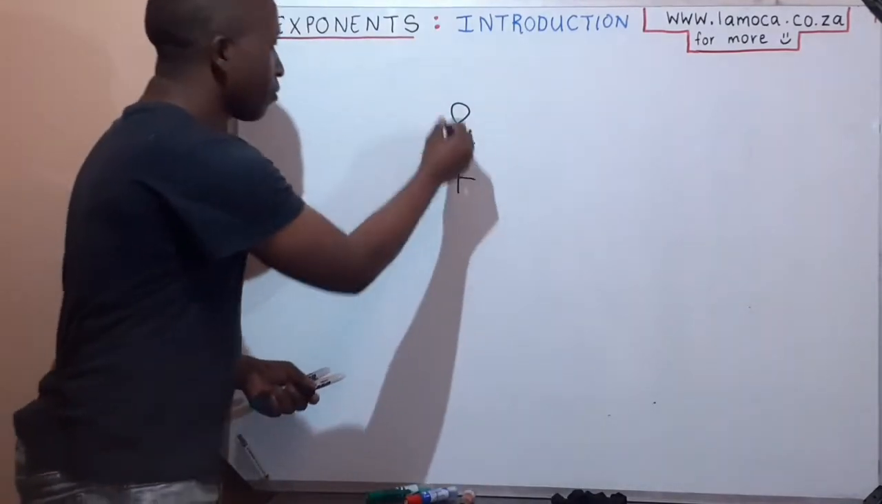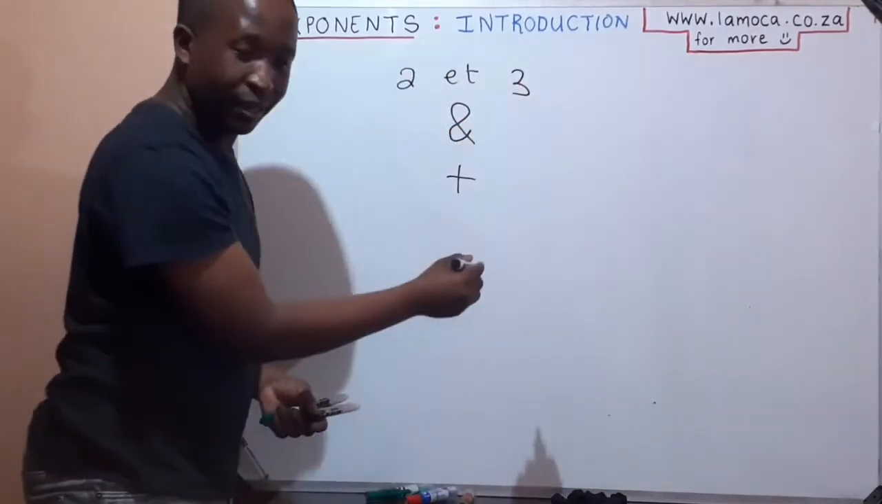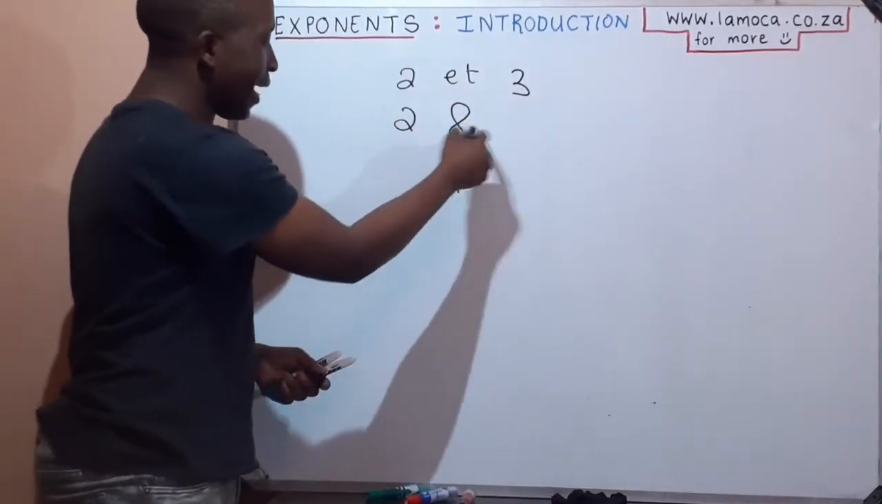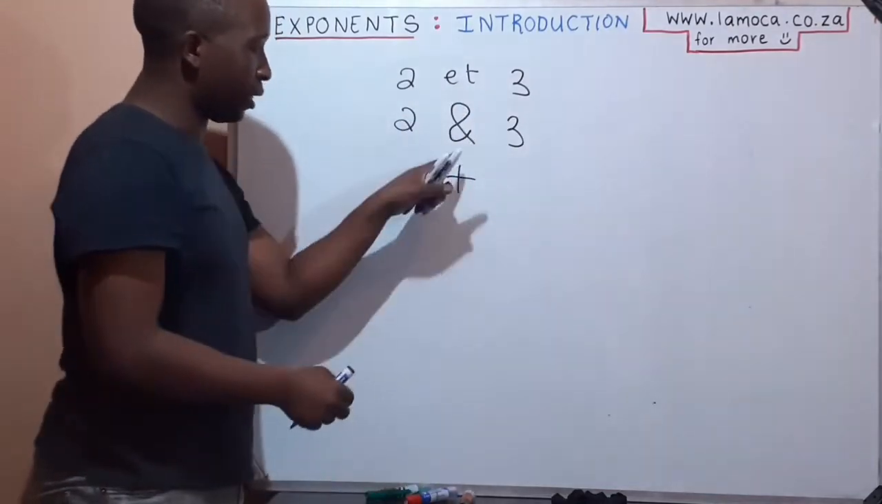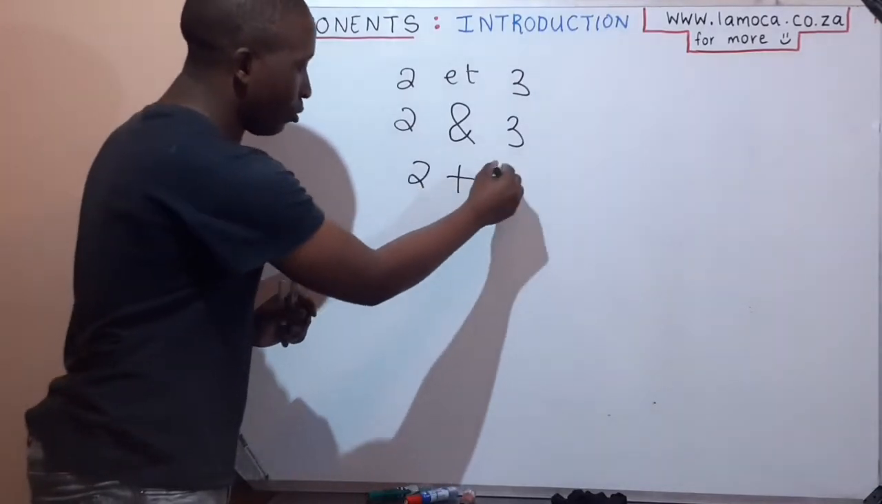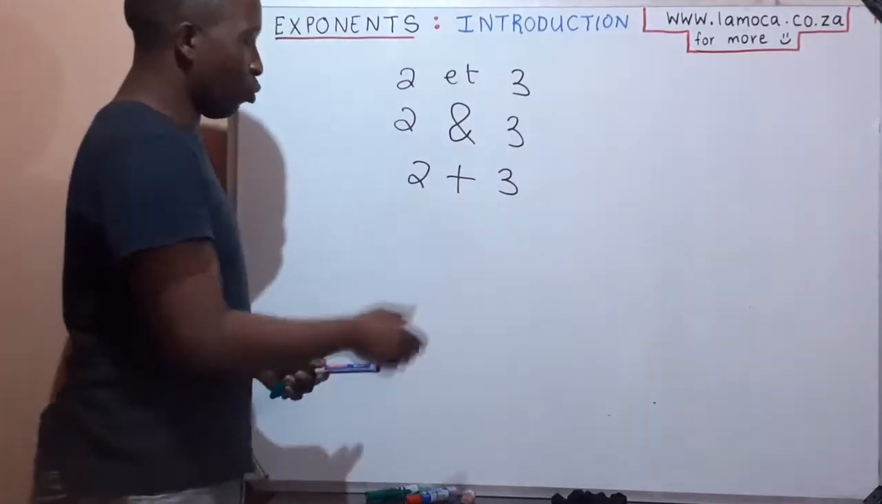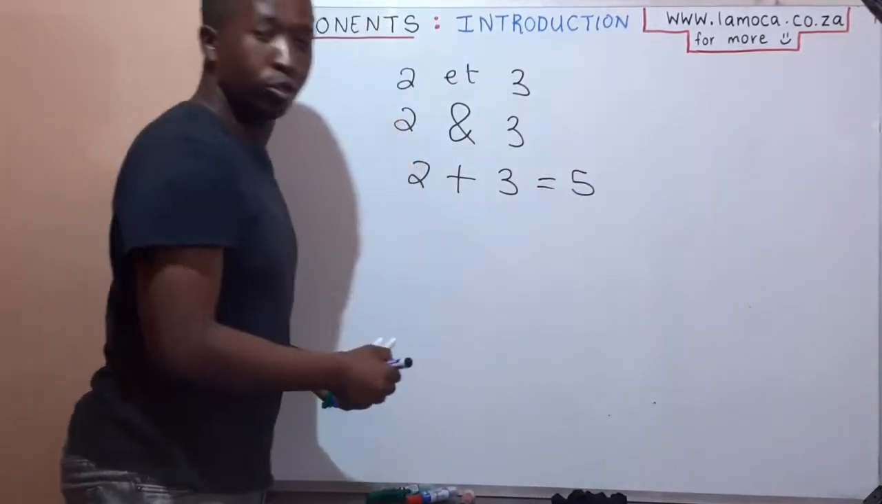For example, if you think about it, when I wanted to say 2 and 3, I will just write 2 et 3 by combining those two letters, which happen to be this logograph. Now, this is how it then led us to the mathematical symbol of addition, which we now know as 2 plus 3, which we know the result of to be equal to 5.